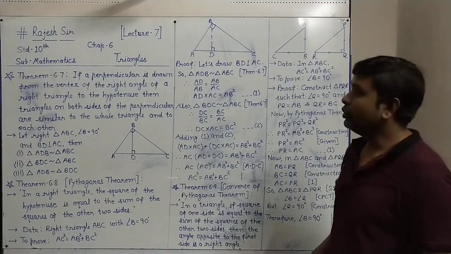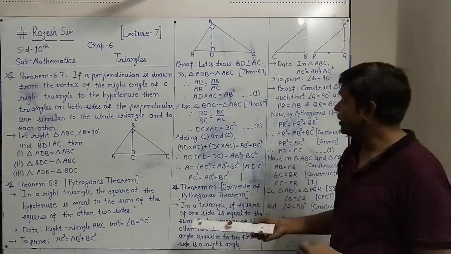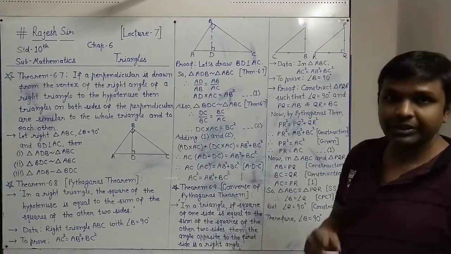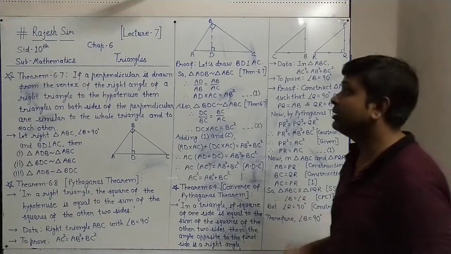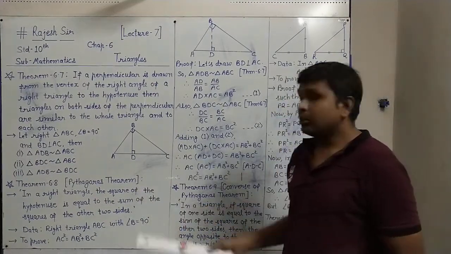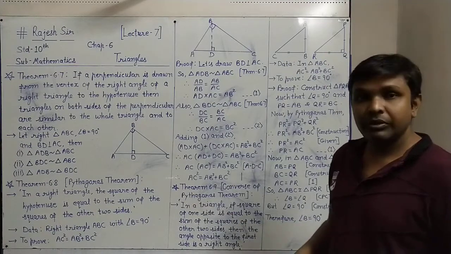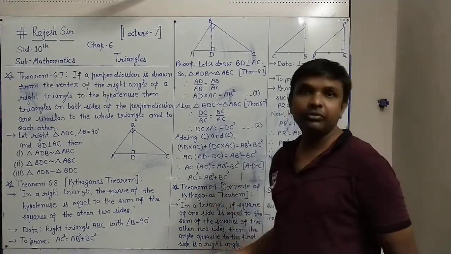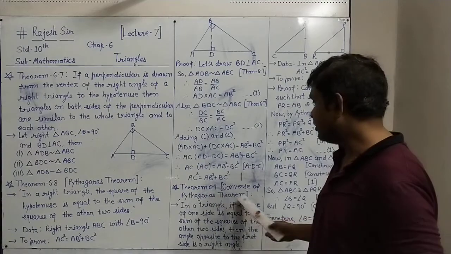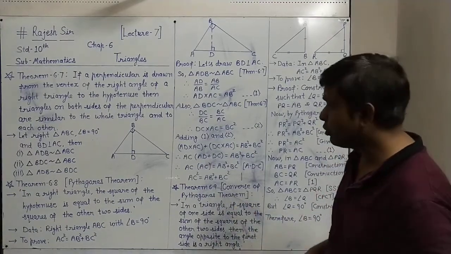In this lecture, we will see the theorems 6.7, 6.8 and 6.9. All three theorems are very important in this chapter. Here, the Pythagoras theorem you have heard about, we will give the proof of that theorem and its converse. This is also we will prove.